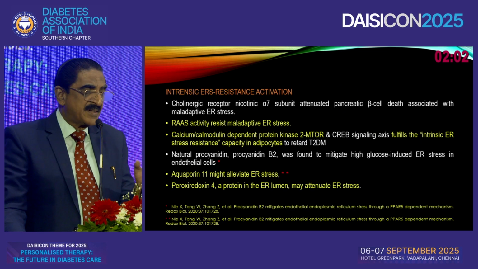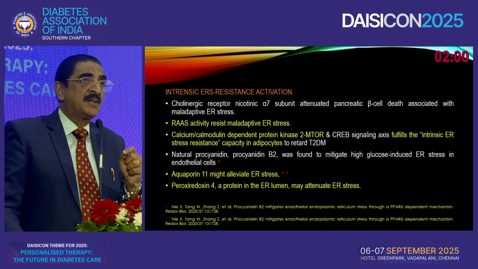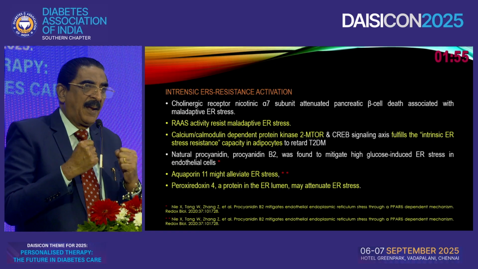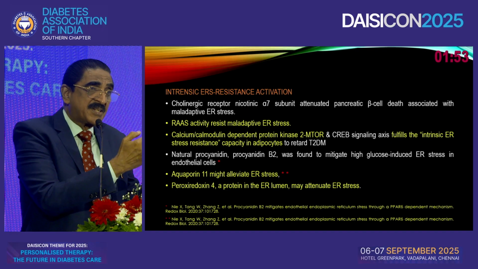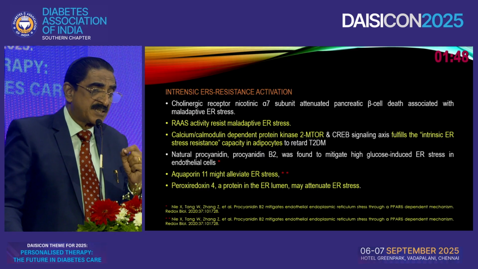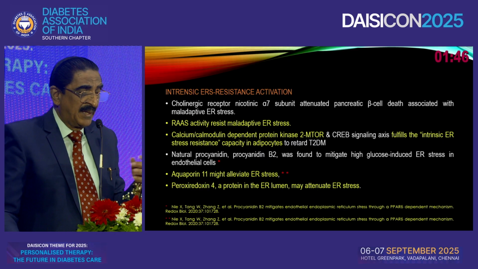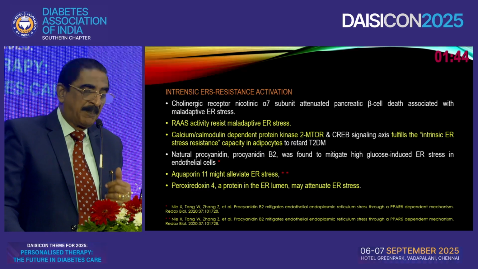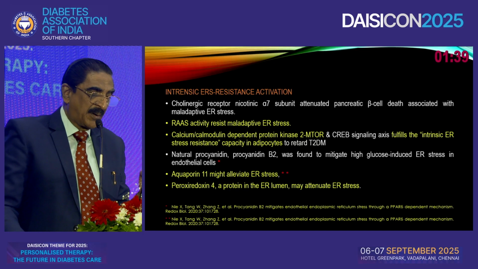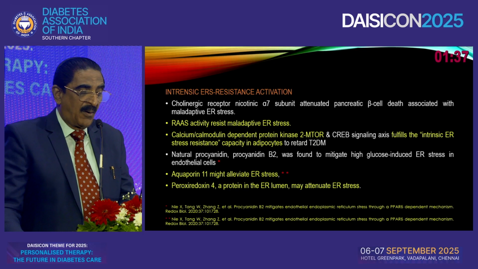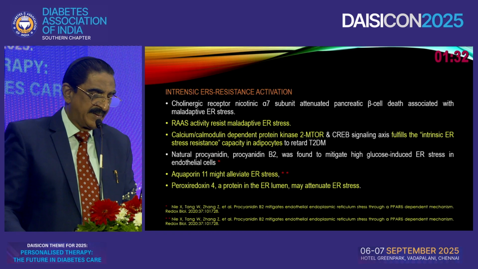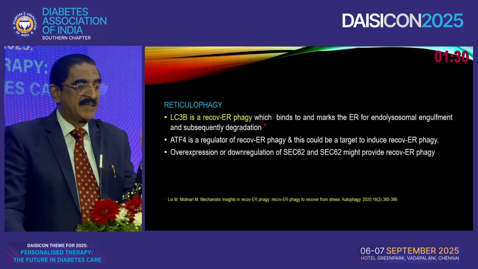Coming to the intrinsic ERS resistance activation. This is almost like immunization, wherein you are able to protect your cell from the invasion of UPR, which is maladaptive. So RAS activity resists maladaptive ER stress. Calcium calmodulin dependent protein kinase also helps in this particular entity. And the most important thing is aquaporin 11. All these things, which we really do not have hands-on experience with, could attenuate ER stress.